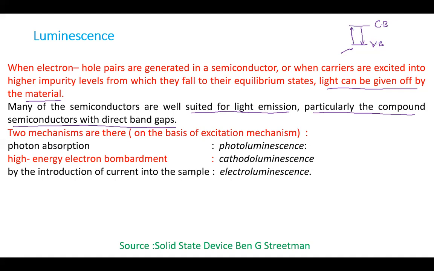When we talk about the basis of excitation mechanisms, we have photon absorption, and the other one is high energy electron bombardment. When photon absorption is there, the light which comes is in the form of photoluminescence. When you talk about high energy bombardment, then cathodoluminescence is there. Another thing is also possible: when you introduce current into the sample, that gives you electroluminescence. These are accompanied with the light of photon of particular energy.